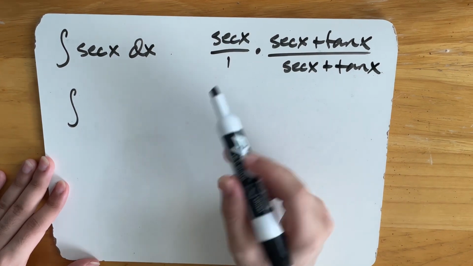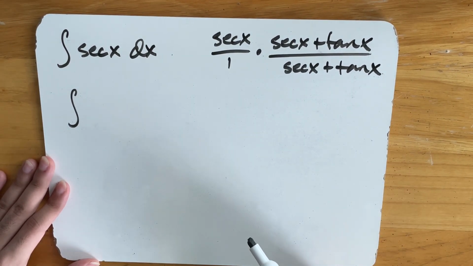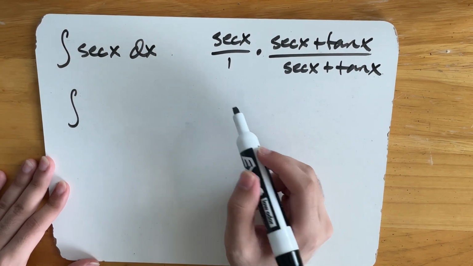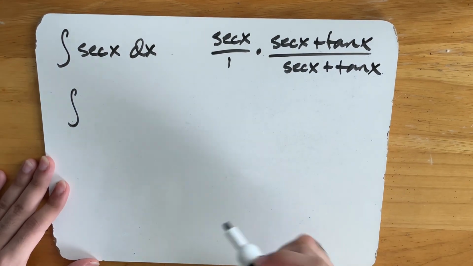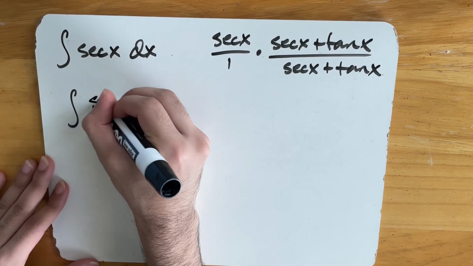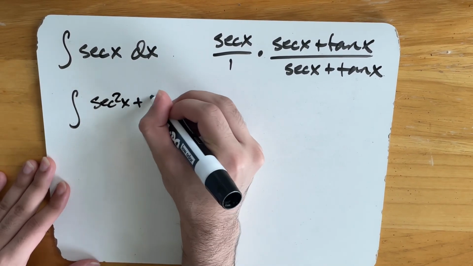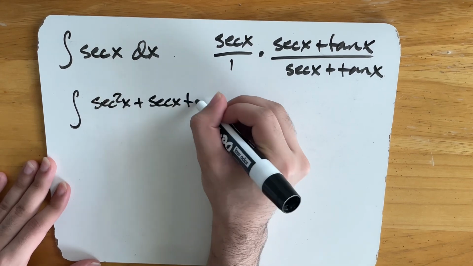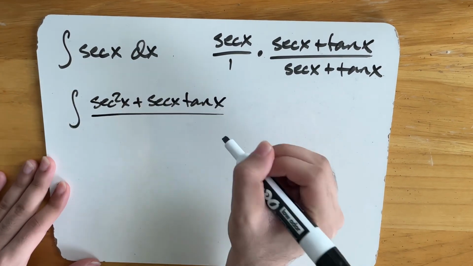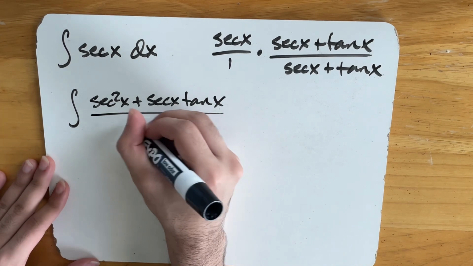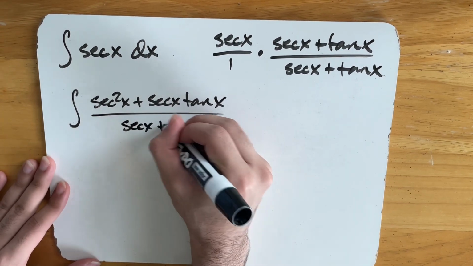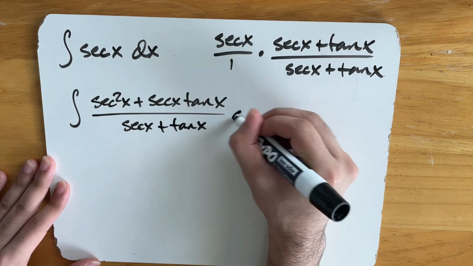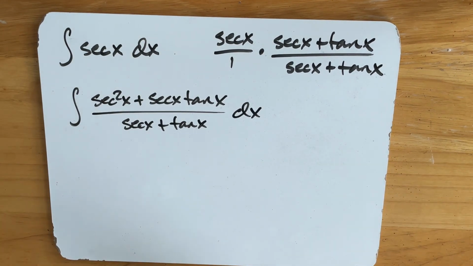So basically, that's what we do. We multiply top and bottom by secant x plus tan of x, and we get a new integral. When we distribute the secant x, we get the integral of secant squared x plus secant x tan of x. The denominator is just 1 times secant x plus tan of x, and we can't forget the dx. So you might see now why we multiply the top and bottom by secant x plus tan of x.